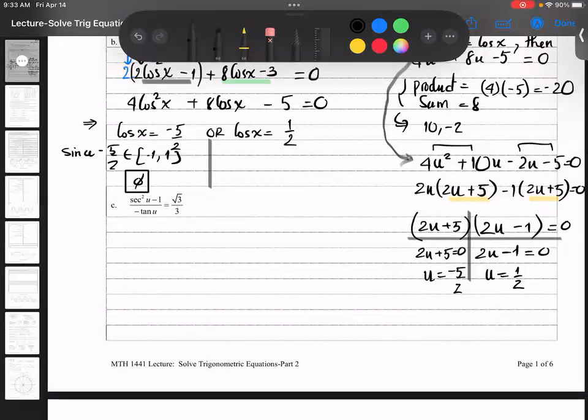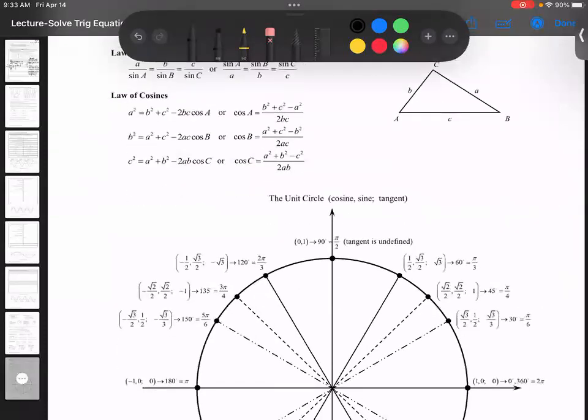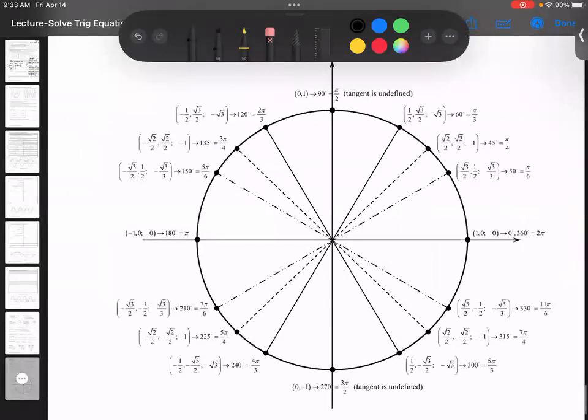What angle gives you 1/2 on the cosine? Cosine 1/2 is positive, right? So it's going to be quadrant 1 and quadrant 4. Let's see, 1/2 for cosine, that one and that one. So pi over 3 and 5 pi over 3.